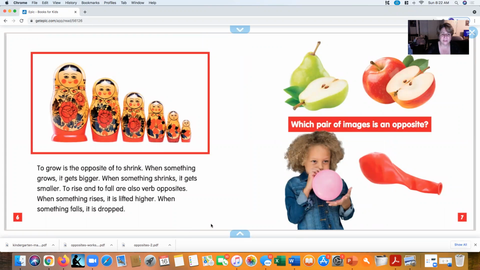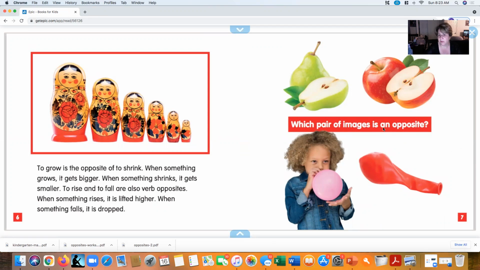To grow is the opposite of to shrink. When something grows, it gets bigger. When something shrinks, it gets smaller. To rise and fall are also verb opposites. When something rises, it's lifted higher. When something falls, it is dropped. So let's look at this page here.